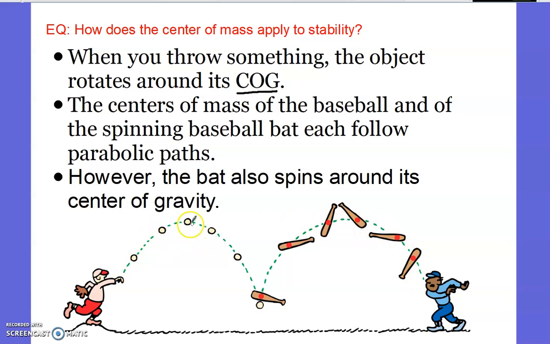So both of them will follow this parabolic path if we look at only its center of mass or center of gravity. However, the bat also spins around its center of gravity. So when it spins, the point around which it spins is the point referred to as the center of gravity. So as this spins around, this point that it spins about is called the center of gravity.